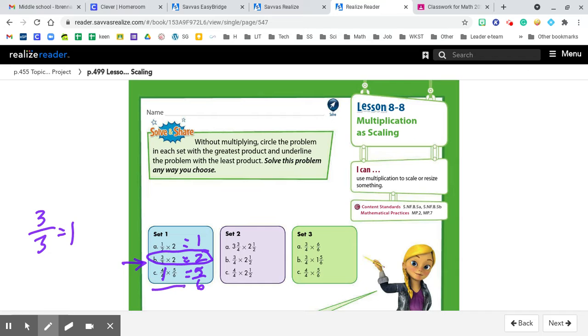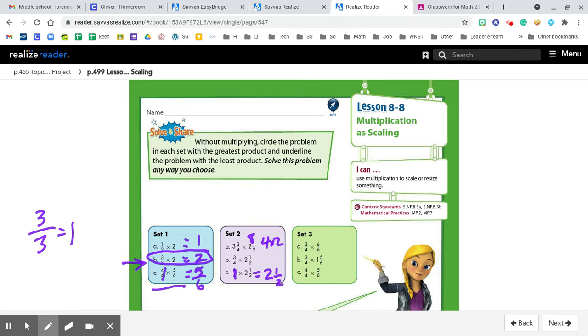So if we want to do some estimating, we know that this is kind of like saying 4 times 2.5 or 3. So that number is going to be between 8 and 12. For B, 3/4 of 2.5. And for C, 4/4 of 2.5. So we know 4/4 equals 1. So that one's going to equal 2.5.